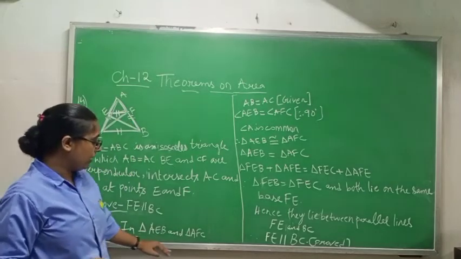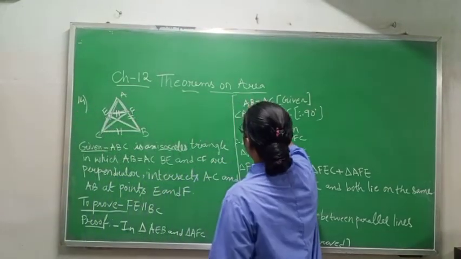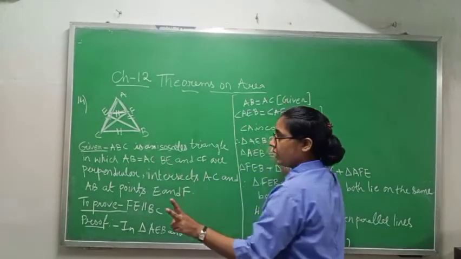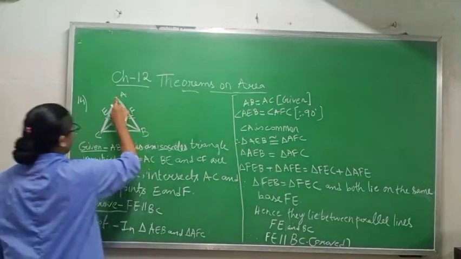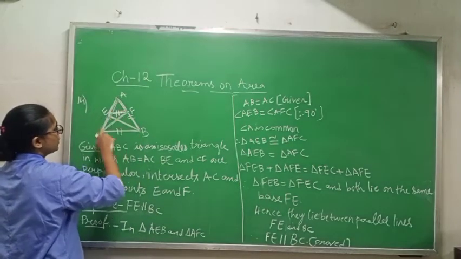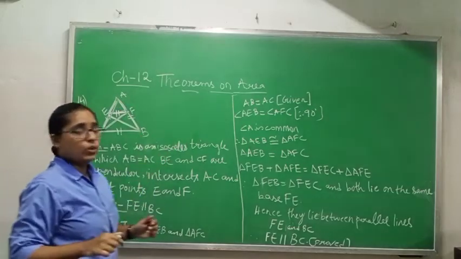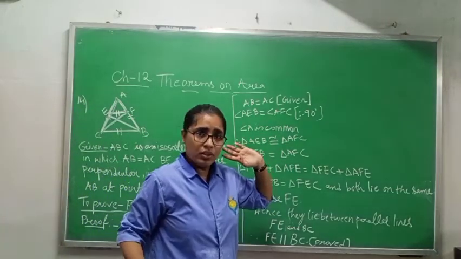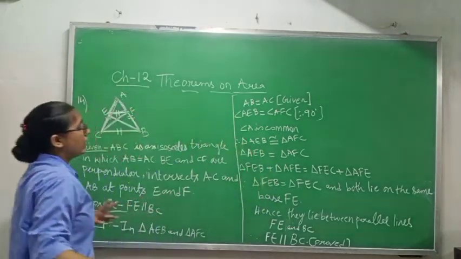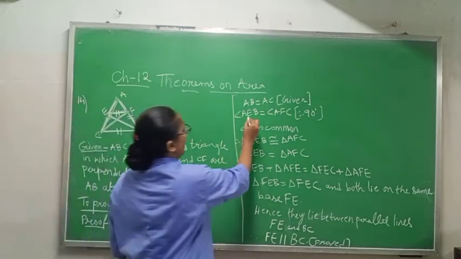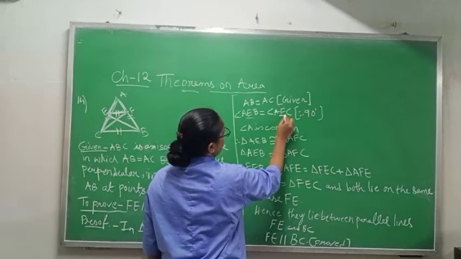So in triangle AEB and AFC, AB equals AC. It is already given that AB and AC are both equal, so what you will write? Given. Okay. Now two angles are 90 degrees, angle E and angle F. See, angle AEB and angle AFC.